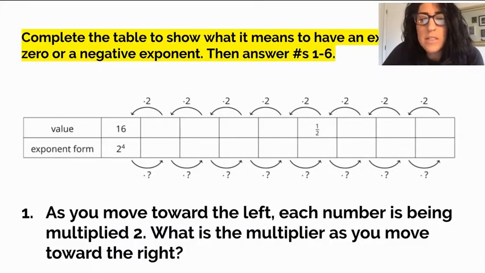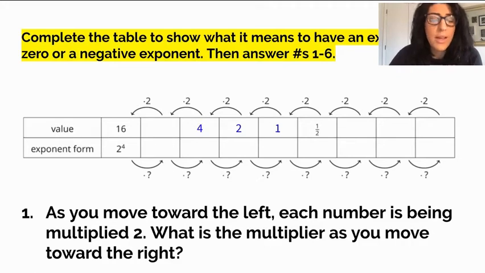Now that you're back, let's go through this together and analyze what we came up with. So the first question says that as you move towards the left, each number is being multiplied by 2. So let's first analyze that part. Starting with the half, if I multiply by 2, I get 1, multiply by 2 again, 2, by another 2, I get 4, and followed by 8.